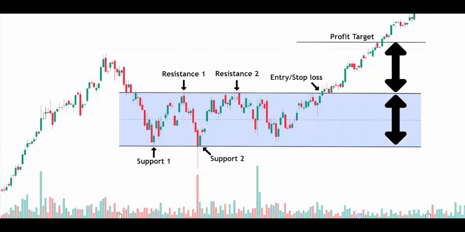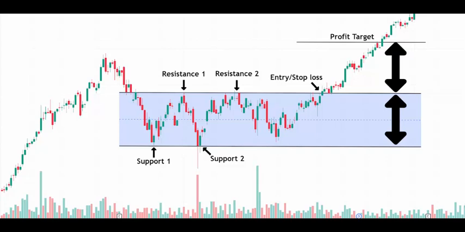Look for confirmation. Always wait for confirmation of the breakout before entering a trade. This can be in the form of a strong bullish candlestick pattern or a surge in trading volume. Pay attention to the time frame. The bullish rectangle pattern is most effective when traded on longer time frames such as daily or weekly charts. This will help you filter out the noise and focus on the larger trend.